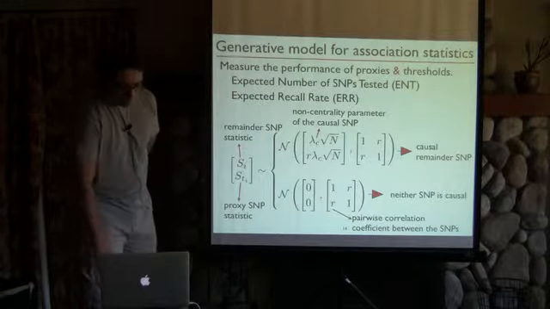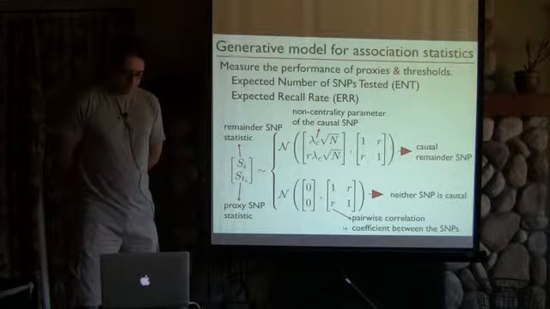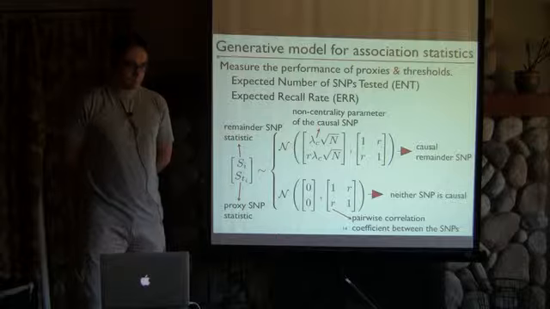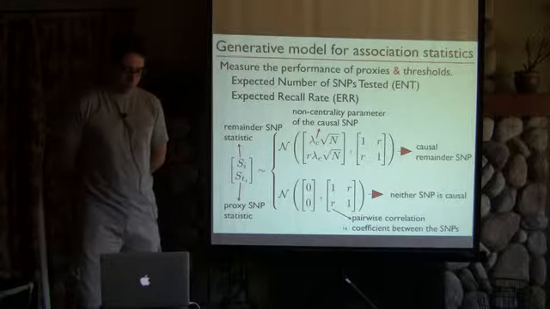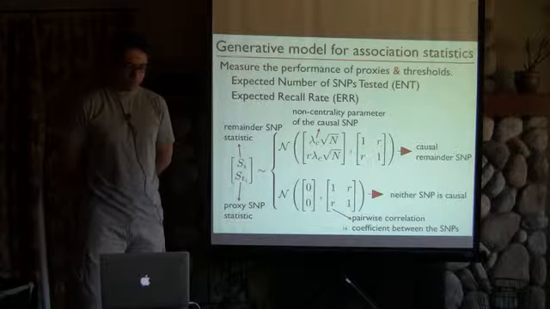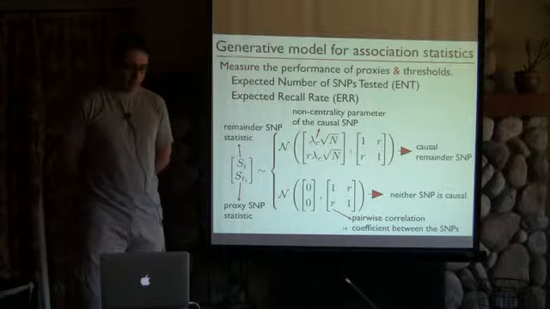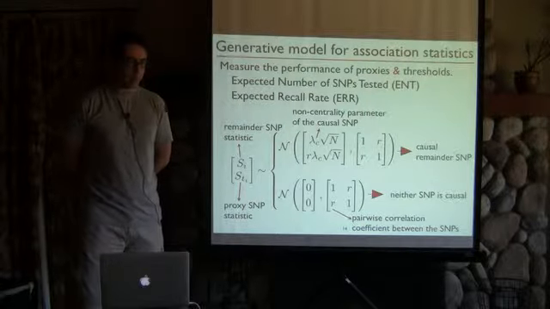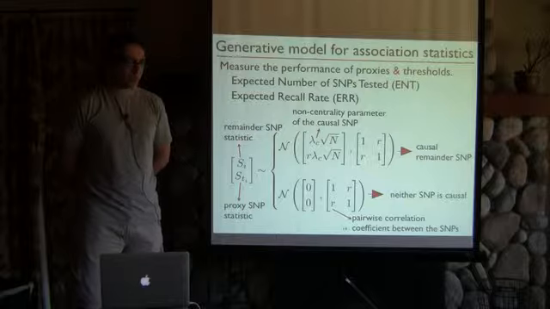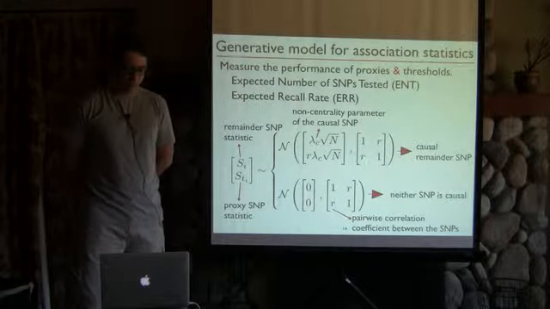However, the ENT and ERR, the expected number of SNPs tested and the expected recall rate, are functions of the particular data, and they don't help us on how to choose the proxy SNPs and the threshold values. To address this, we use a generative model for the association statistics, and we look at the expected number of SNPs tested and the expected recall rate of using a particular proxy set and threshold values.